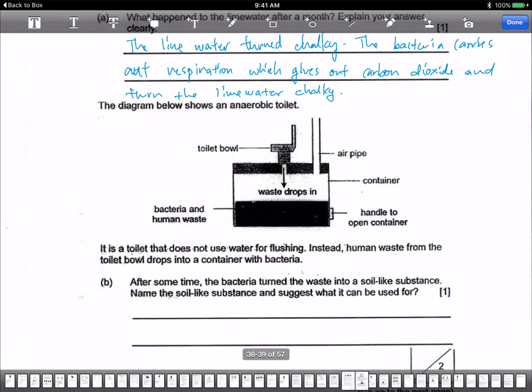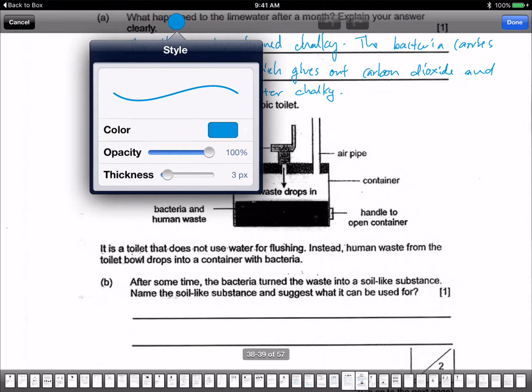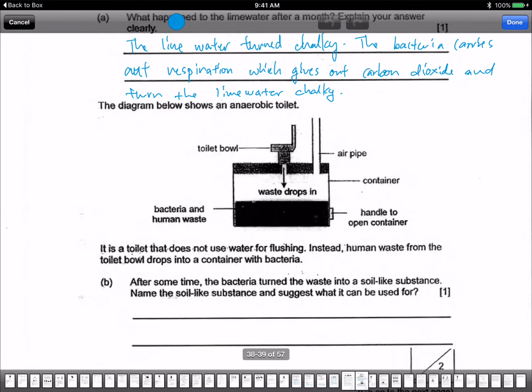So we have this soil-like substance. What is this soil-like substance and what is it used for? Yeah, it's a fertilizer. Okay, what is it used for? Serve as nutrients. Okay, those are fertilizers, so it serves as nutrients, yeah, for the plants. Okay, nutrients for the plants. Nutrients, did you say nutrient? Yeah, again, for the plants, yes. More fertile, okay, that's fine.